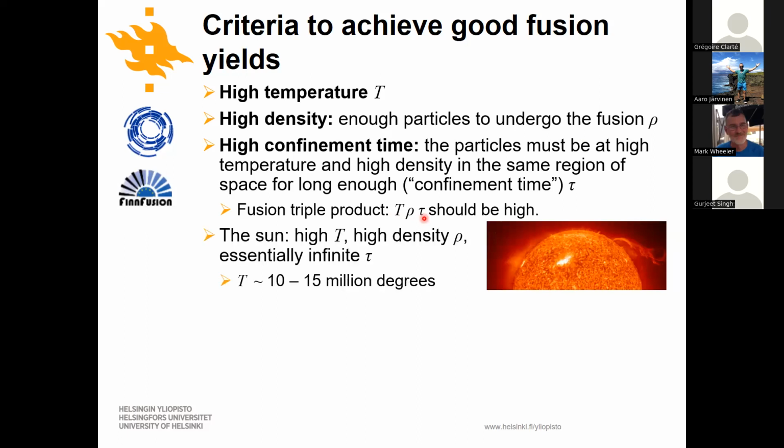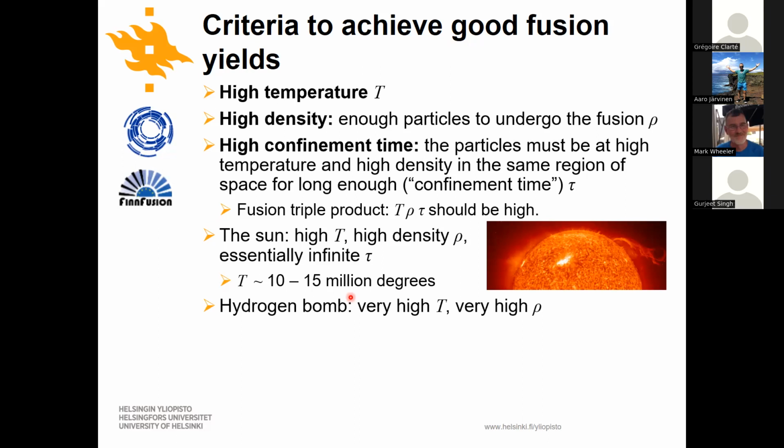Well, in the sun, it's easy to understand why you get fusion. The temperature is high, the density is high, especially in the core of the sun, and the confinement time is literally billions of years. So you have plenty of time to induce fusion. And it turns out that the temperature in the core of the sun is of the order of 10 to 50 million degrees Celsius or Kelvin. It doesn't matter in this context.